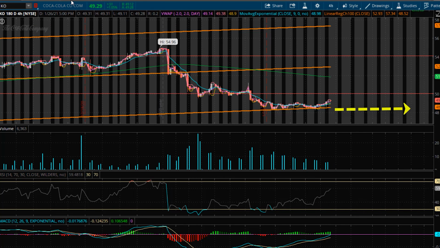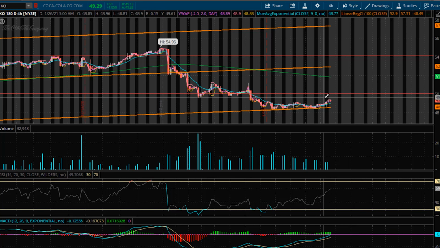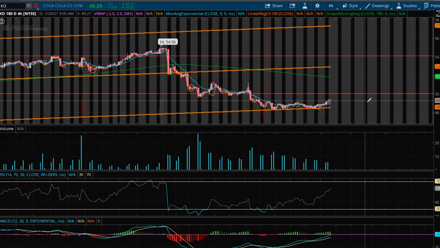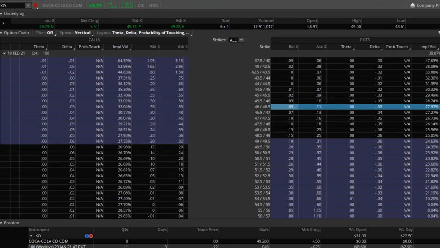But as long as it doesn't touch that $46.50, which is somewhere down here, in this area, you're literally going to make a profit. So Coca-Cola stock can go up, then maybe go down, then go up, go down, go up, go down. And if it just stays in this range without touching the $46, what happens is theta will kill off the options, and then you're making a profit.